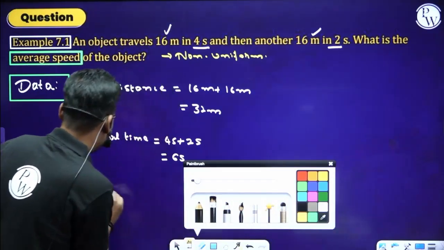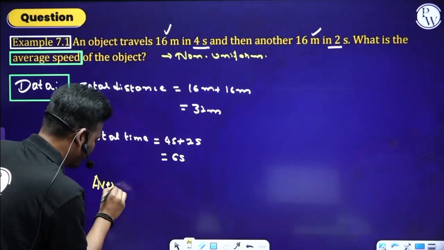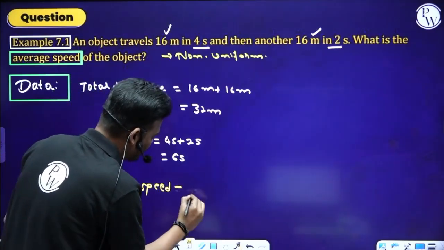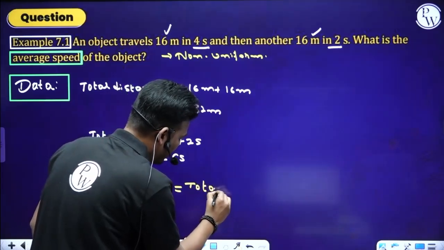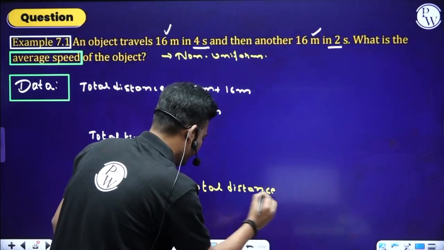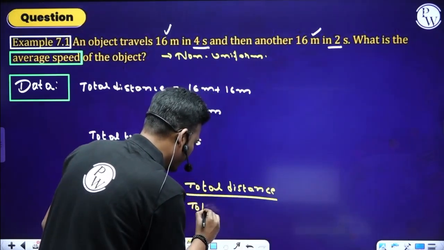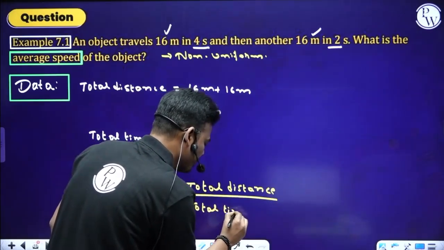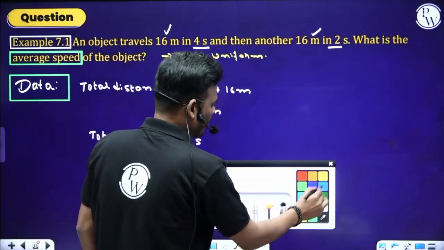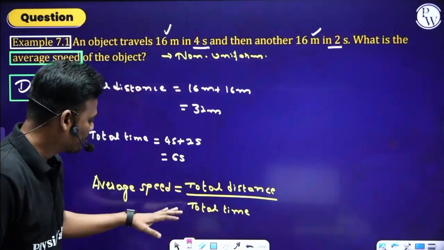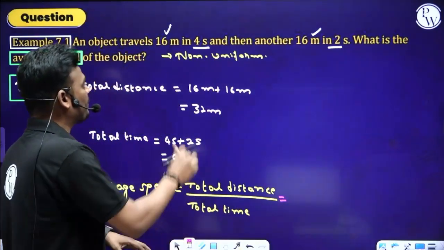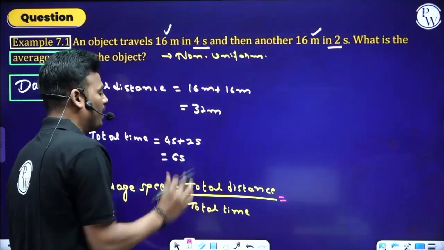So for that average speed, that is given by total distance traveled divided by total time taken by the body or object in entire journey. Now, what do we have to do? After substituting the formula, you need to substitute the values or data in the given formula.